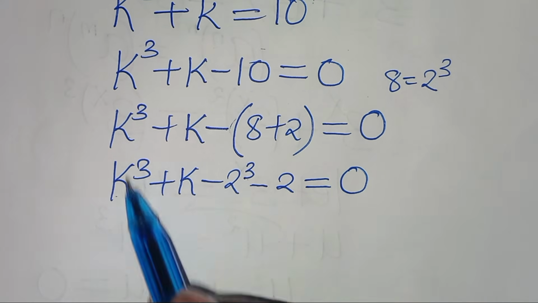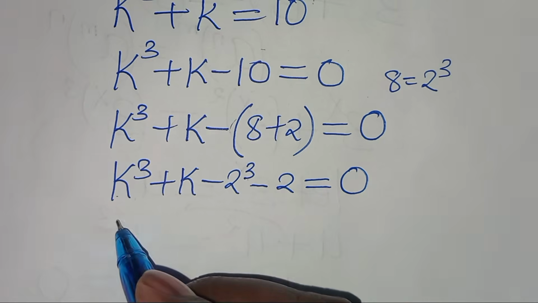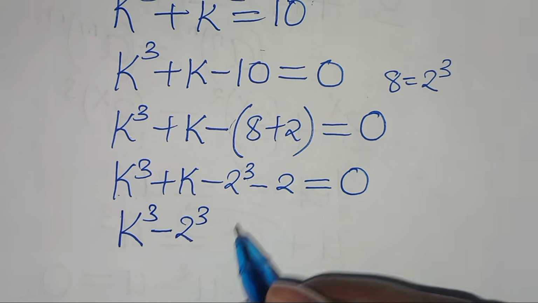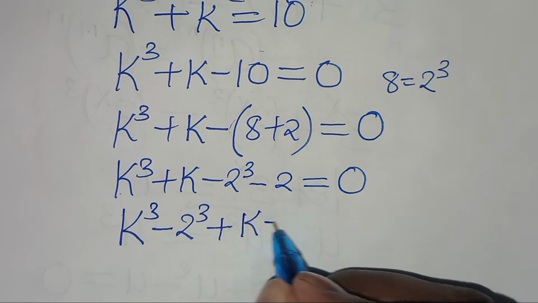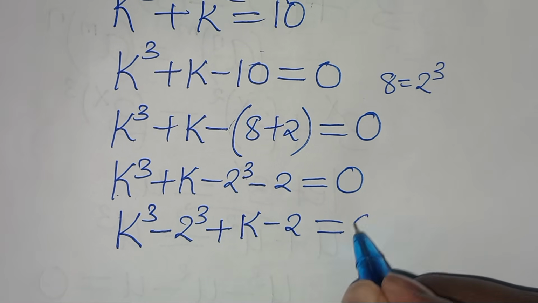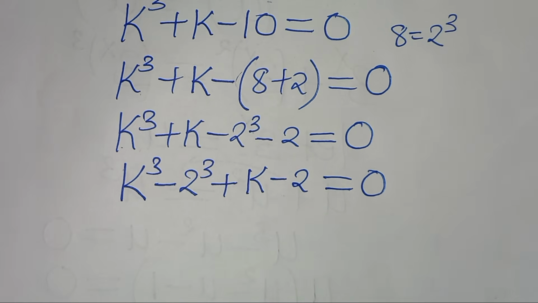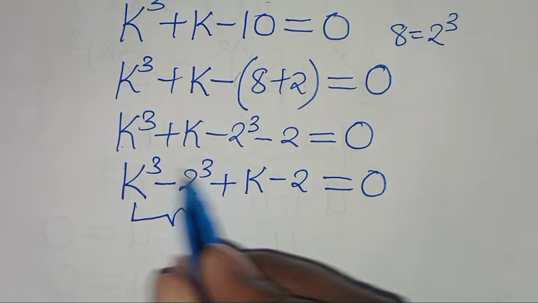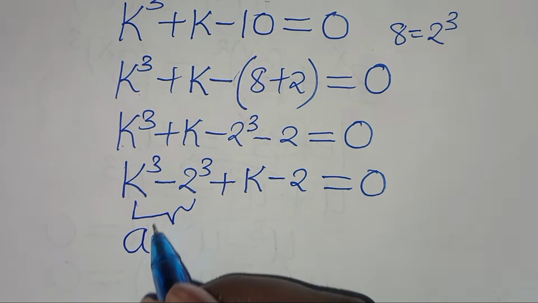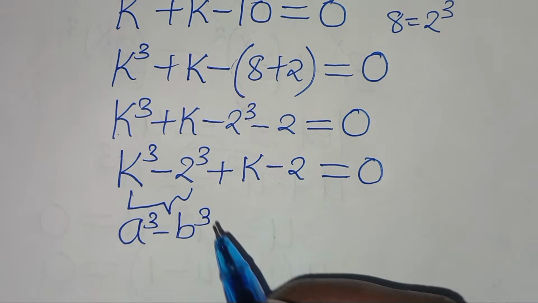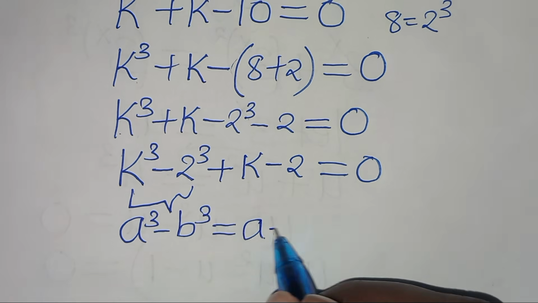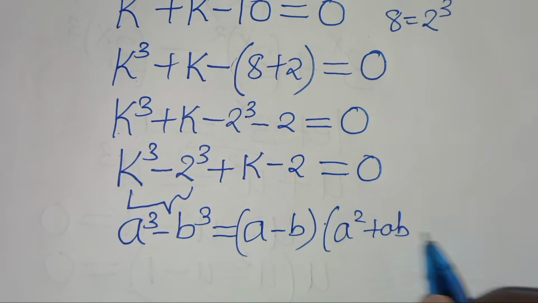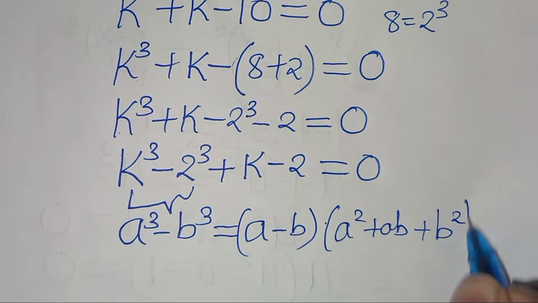Now we have k to the power of 3 and 2 to the power of 3. So let's express this as k to the power of 3 minus 2 to the power of 3, then plus k minus 2. This is equal to 0. The next step is that k to the power of 3 minus 2 to the power of 3 is actually the difference of two cubes, expressed as a to the power of 3 minus b to the power of 3, which we can express as a minus b, a squared plus ab plus b squared.